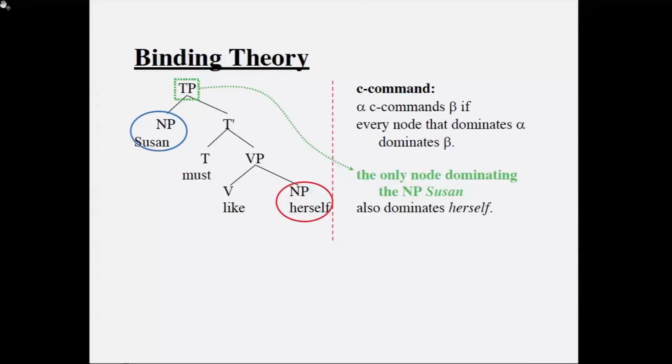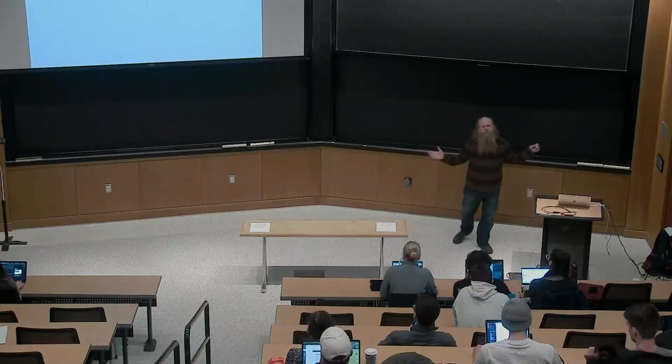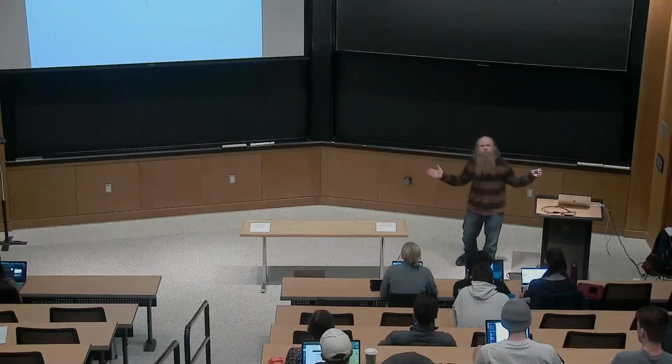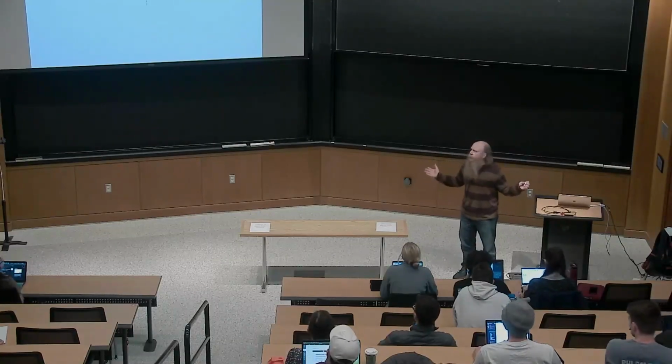So in this tree, the NP Susan C-commands herself. The way we find that out is we ask, what are the nodes that dominate the noun phrase Susan? And there's only one, that TP that I've put up there. And that TP also dominates herself. And so Susan C-commands herself. Does herself C-command Susan? No. You're all shaking your heads appropriately, right?